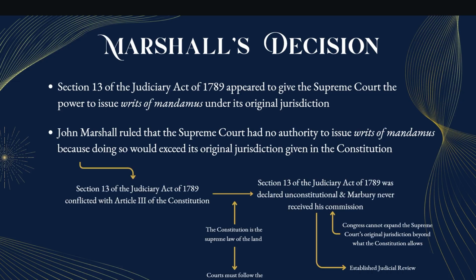So, Congress cannot simply expand the court's power through legislation. Marshall explained that when a law conflicts with the Constitution, the Constitution must always prevail because it is the supreme law of the land. As a result, the court declared Section 13 of the Judiciary Act of 1789 unconstitutional. The Supreme Court could not issue the writ of mandamus, and Marbury never received his commission.